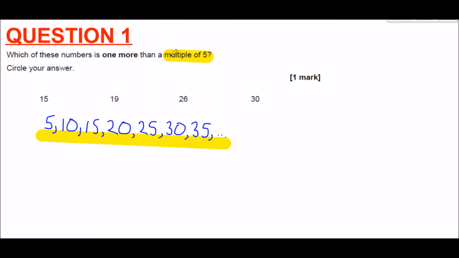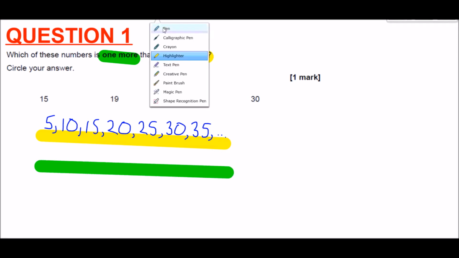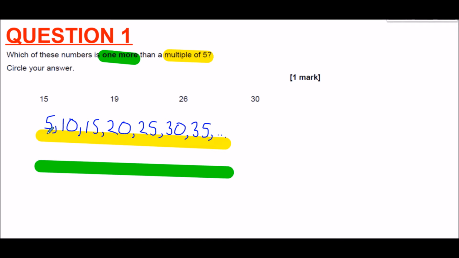But in this question, we don't want a multiple of 5, we actually want one more than a multiple of 5. So for the multiples of 5 I've just written out, I'm going to write down one more than each of them underneath. One more than 5 is 6, one more than 10 is 11, one more than 15 is 16, one more than 20, one more than 25, one more than 30, and one more than 35 is 36.